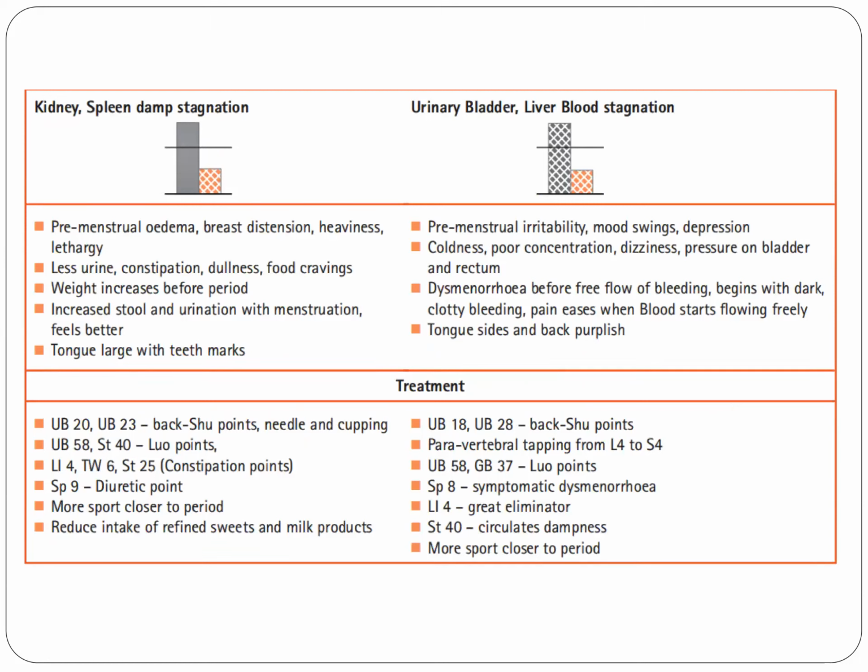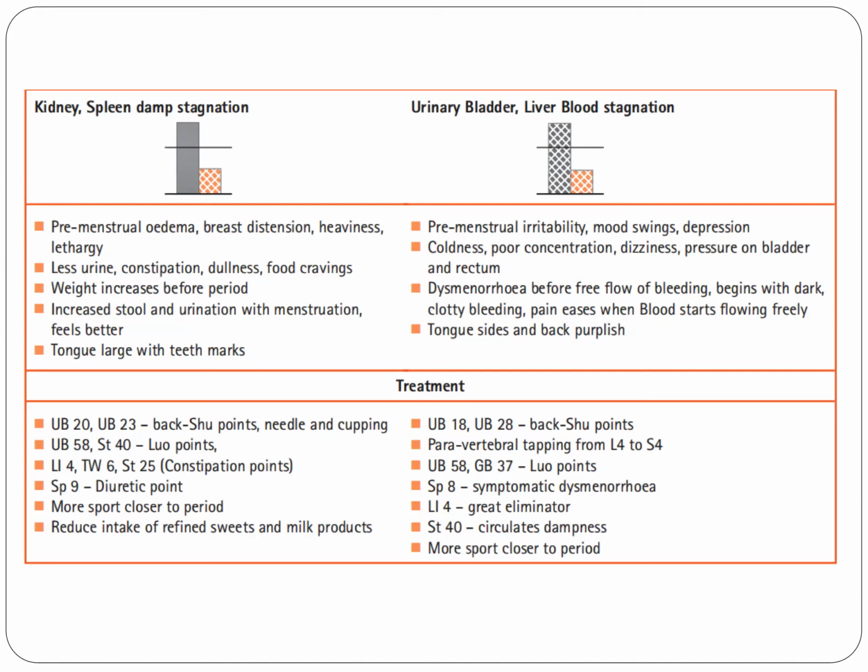So here, kidney, spleen, and damp stagnation. Symptoms nito, premenstrual edema, breast distension, heaviness, and lethargy. There is less urine, constipation, dullness, and food cravings. The weight increases before period. There is increased stool and urination with menstruation. It feels better kapag natanggal. And the tongue is large with teeth marks.